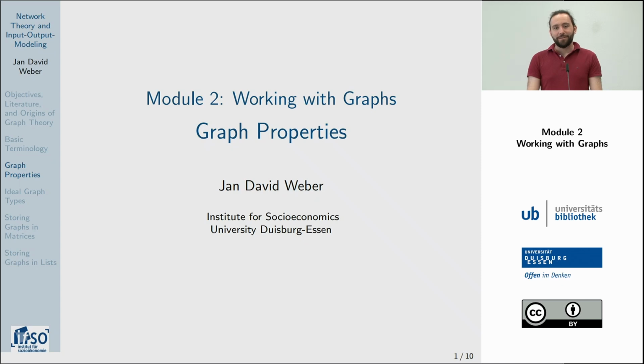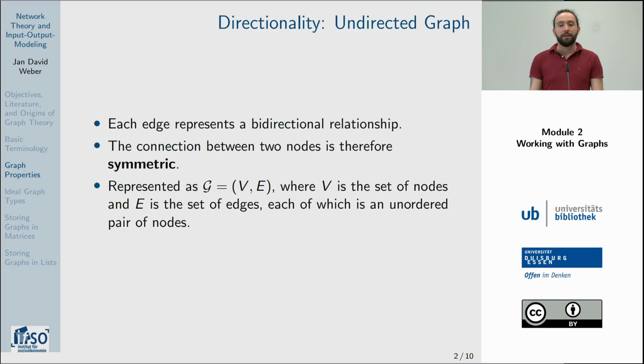So, welcome to the first video on graph properties, now that you're familiar with the terminologies that we're going to use in this class. Graph properties have different dimensions. We first want to talk about undirected graphs. An undirected graph here really matters from the perspective that each edge represents a bidirectional relationship. So it does not matter who connects to whom, it only matters that two nodes are connected.